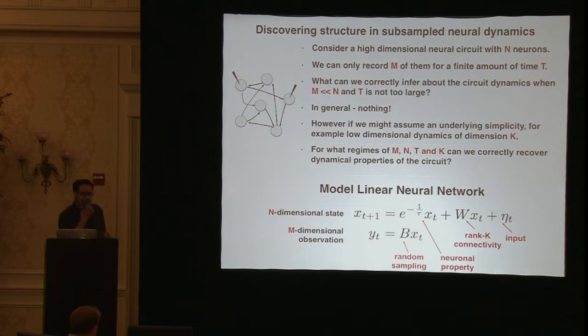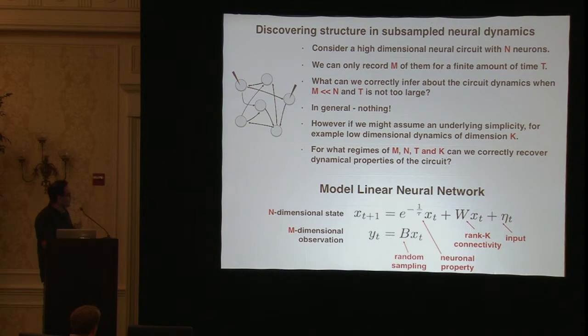Okay, we've extended this also to dynamical systems, and this leads to an interesting result where, let's say now you have a dynamical system, right? You have a high-dimensional neural circuit with n neurons, but again, you can only record m of them for a finite amount of time t. What can we correctly infer about the dynamics of the circuit when m is much less than n, and t is not too large? And in general, of course, the answer is absolutely nothing, right? However, if we assume some kind of underlying simplicity, for example, low-dimensional dynamics of the circuit of dimension k, then maybe for certain regimes of m, n, t, and k, we can correctly recover dynamical properties of the circuit.